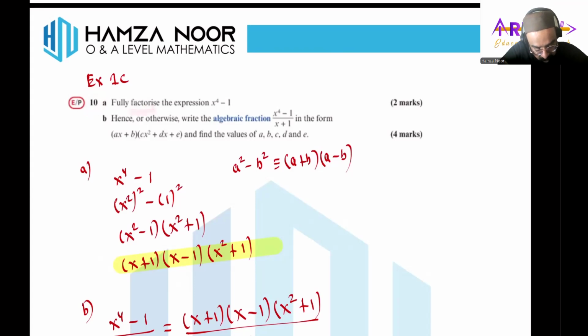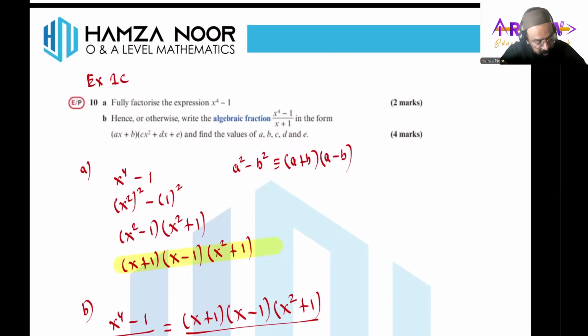We need to fully factorize the expression x raised to the power of 4 minus 1. Very simple, very easy. First thing first, in place of x raised to the power of 4 minus 1, we can write x square whole squared and then subtract 1 square. So this becomes a difference of squares. We are already aware that when a square minus b square is factorized, what you get is a plus b multiplied by a minus b. You are studying this since O level and IGCSE mathematics, even P1 as well.